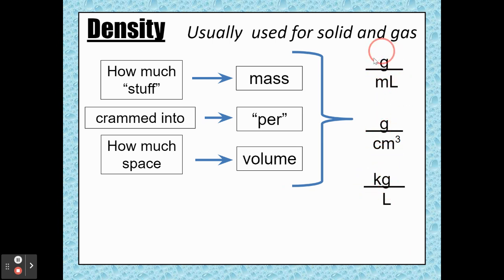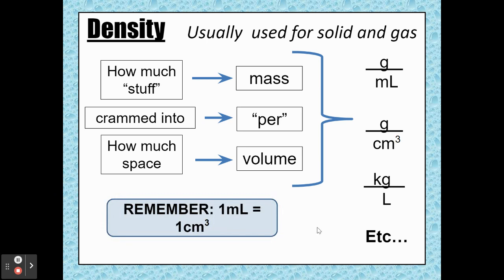Again, it's mass per volume, in grams per centimeter cubed and kilograms per liter, etc. As I said before, you want to remember that 1 milliliter is equal to 1 centimeter cubed. That's true by definition, so always remember that. If you have something in centimeters cubed and you need milliliters, it's the exact same thing. If you have 30 milliliters of a substance, you can rewrite that as 30 centimeters cubed.